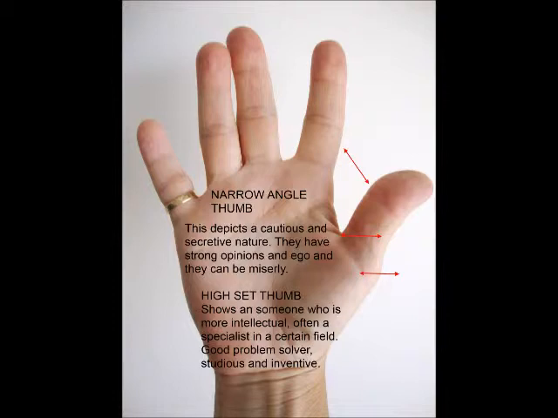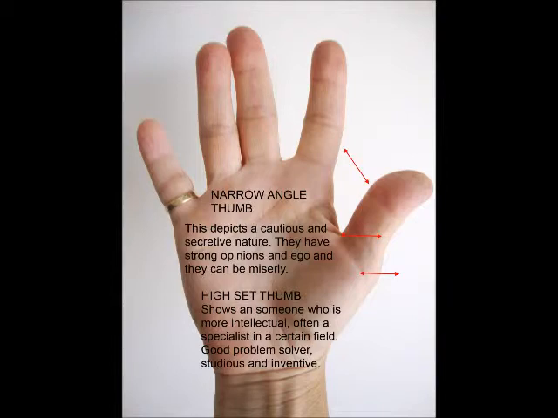They're more timid, more introverted, whereas the wide angle is the extroverted type. So the narrow angle shows more intellect. They prefer to do intellectual things. They could be a specialist in their field, somebody who focuses a lot on one specific thing.